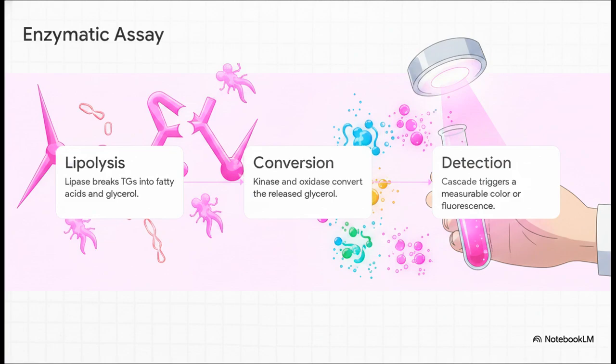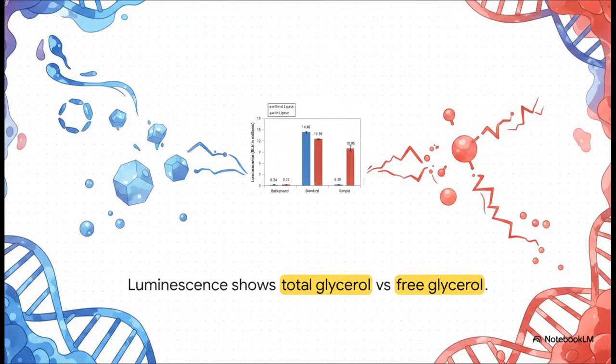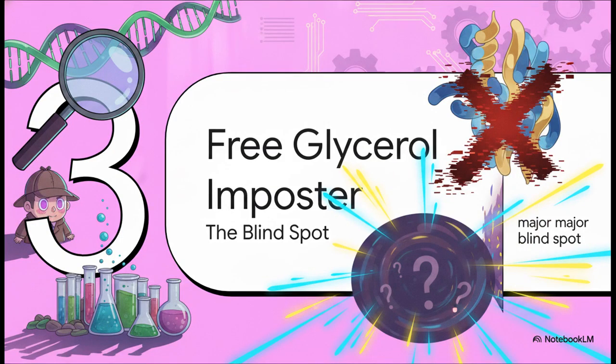Now, looking at this data from a Promega triglyceride glow assay, you can see a massive difference in the light signal produced when the lipase enzyme is actually in there doing its job. By looking at the gap between the sample run without lipase, which is just measuring background glycerol, and the sample run with lipase, lab techs can calculate the true amount of glycerol that was safely bound up as triglycerides. But here's where things get tricky.